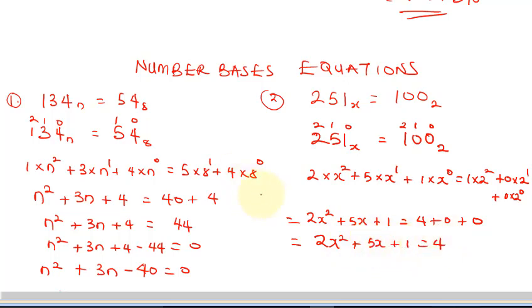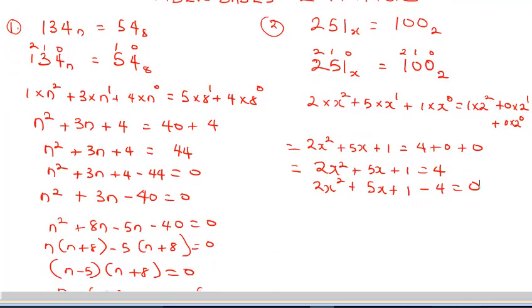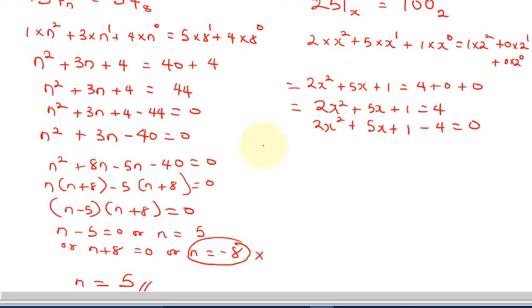Now from here we are going to still collect like terms again. So this is going to be 2x squared plus 5x plus 1 minus 4 is going to give us 0. So in order to solve this, this is going to be 2x squared plus 5x plus 1 minus 4. It's going to give us minus 3 is equal to 0. So the same thing, we are going to be factorizing.